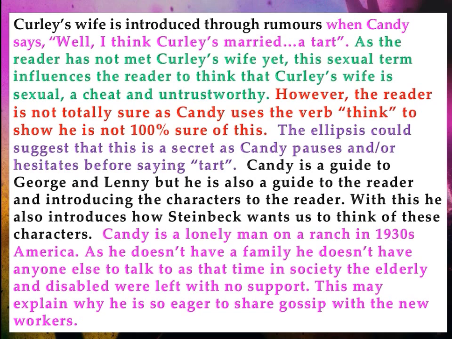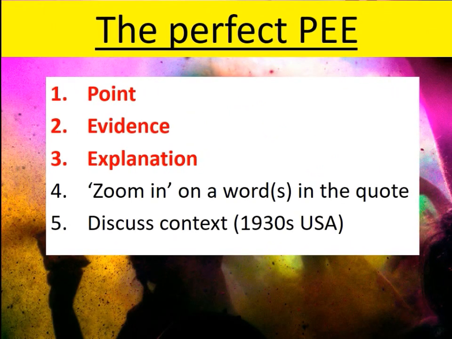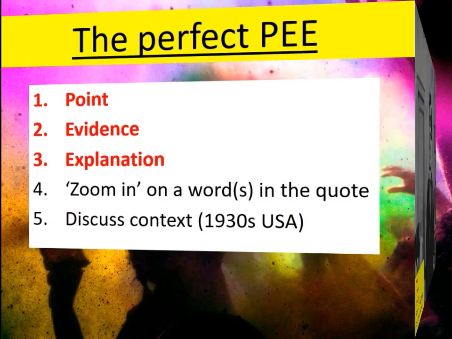So it's really important that you do this in your controlled assessment. So make sure you have in your head point, evidence, explain, and then zoom in on the words in the quote, or 1 or 2 words in the quote, and then discuss 1930s America. Obviously, you won't be able to zoom in on loads and loads of things like this in every quote, but you should be able to pick out at least one thing for zooming in and discuss context.